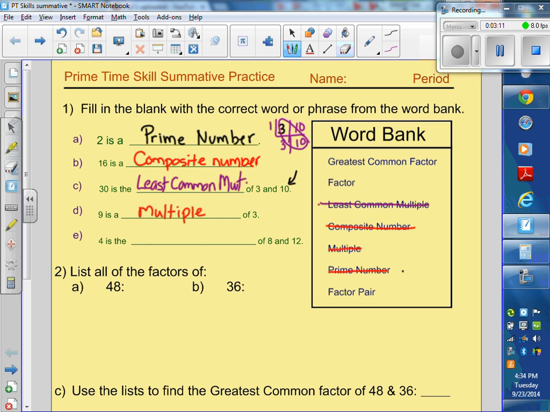And then 4, our only choices are factor, greatest common factor, or factor pair. So 4 is one number, so it's not a factor pair. Cross that out. So 4 is the factor of 8 and 12, or is it the greatest common factor? Again, you can use that division ladder to see what goes into 8 and 12. 4 goes into 8 twice, 12 3 times. Since 2 and 3 only have 1 in common, you know that that is the greatest common factor. The greatest common factor.